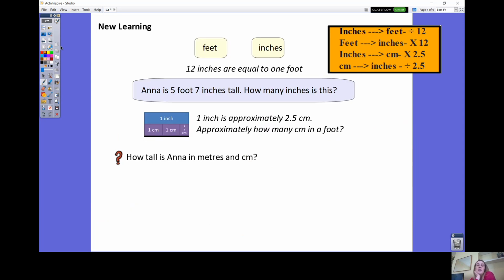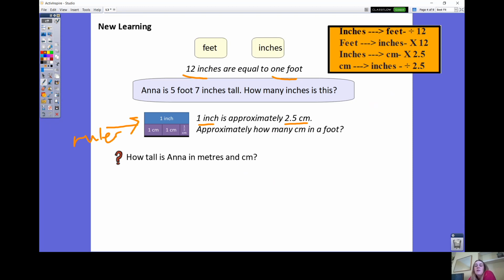So new learning here now. You've got a measurement in feet and inches. Anna is 5 foot 7 inches tall. How many inches is this? And you've got up here, it says there are 12 inches in 1 foot. 1 inch is equivalent to 2.5 centimetres. You might be able to see this on a ruler if you've got one.